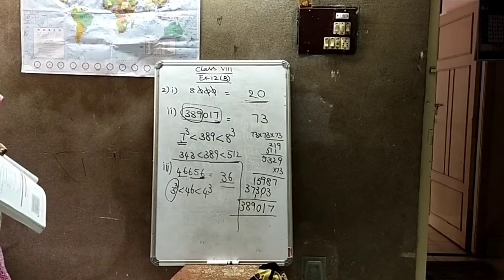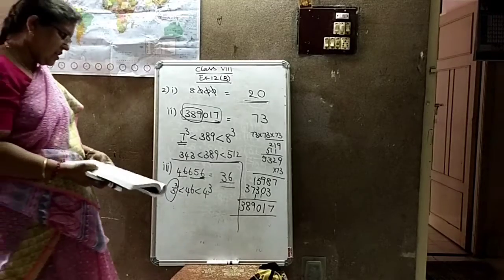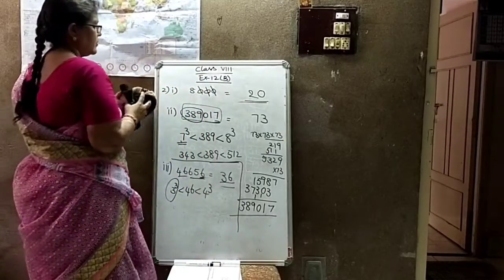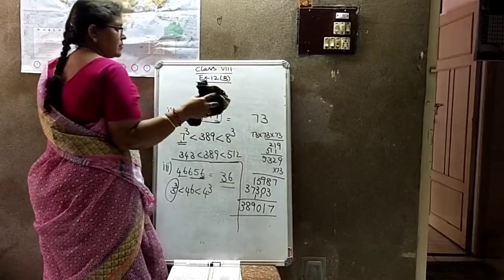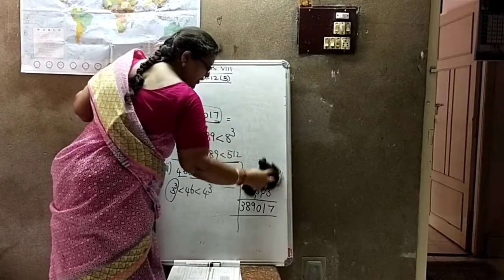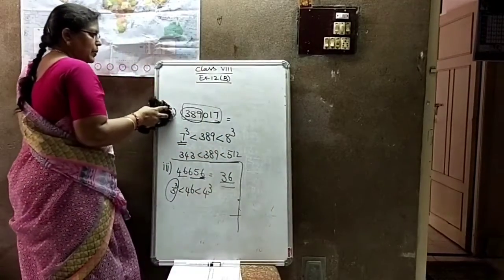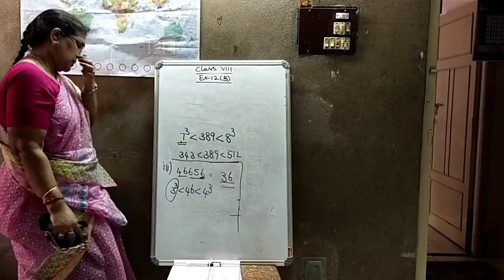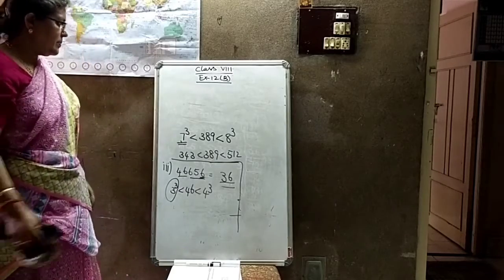Make it fast for 3 sums. I'll go for the next one. Cube root of that. I am wrapping this because this is your verification only. If you have doubt, you can do it. Speed up, children.